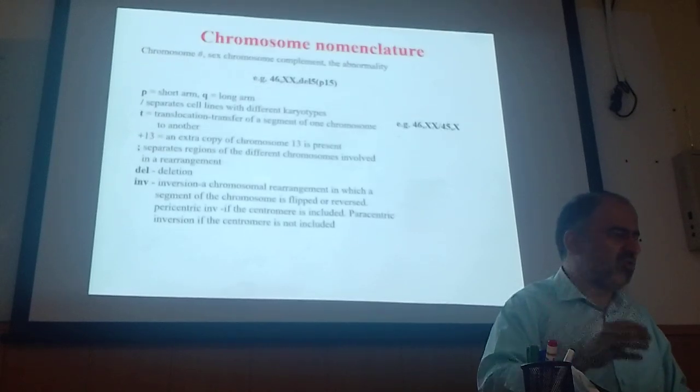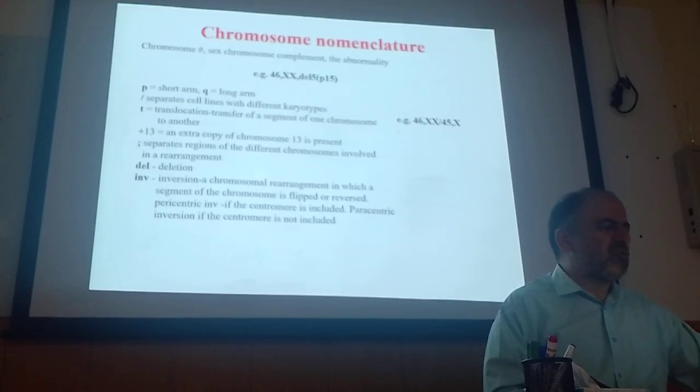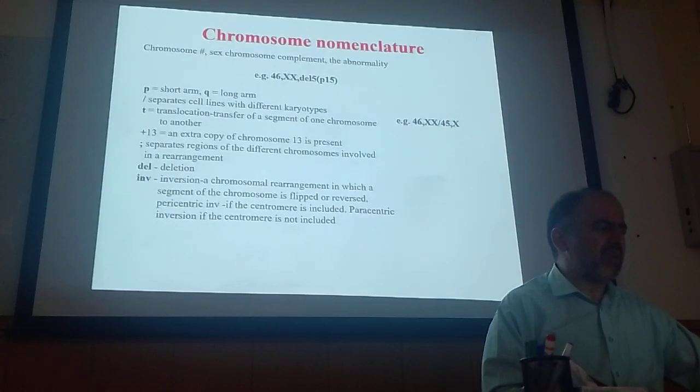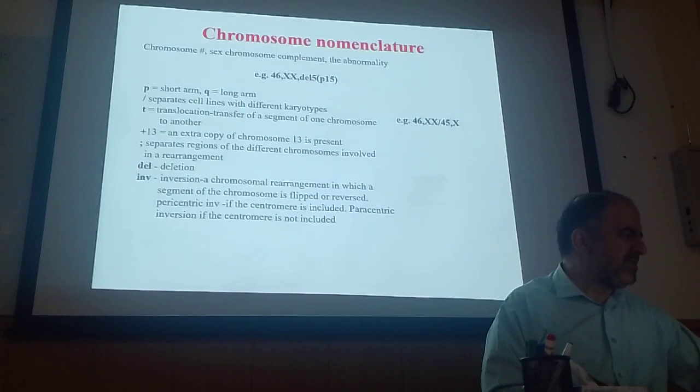I will show you the picture, don't worry. That one shows mosaicism. It doesn't say anything about the number, but if the karyotype is 46,XX/45,X, it means some of the cells are affected, others are fine. P and Q are short arm and long arm. T means translocation, plus 13 means an extra chromosome 13. Del means deletion. INV means inversion.